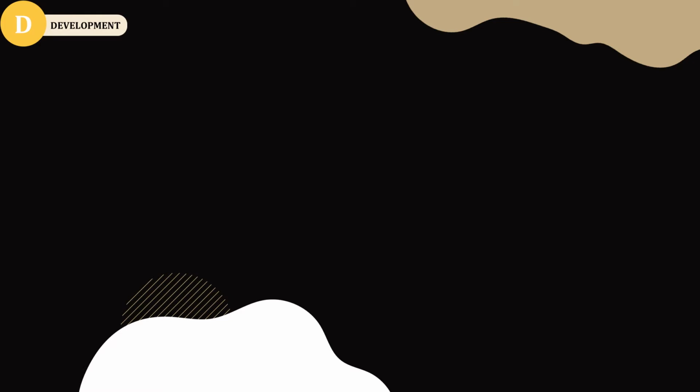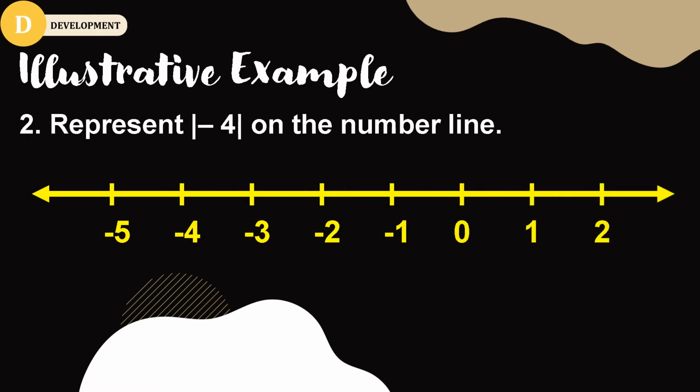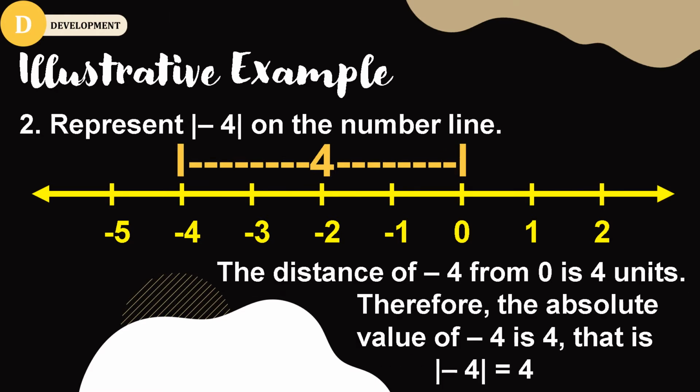How about this example? Represent the absolute value of -4 on the number line. We simply placed it from 0 to -4. The distance of -4 from 0 is 4 units. Therefore, the absolute value of -4 is 4. That is, the absolute value of -4 is equal to 4.